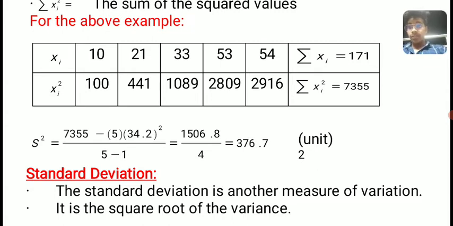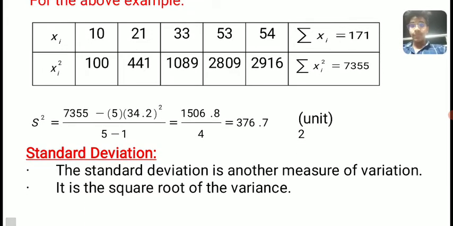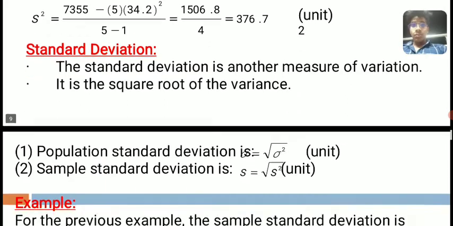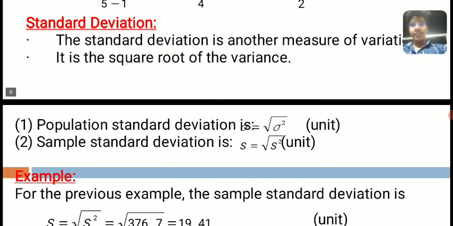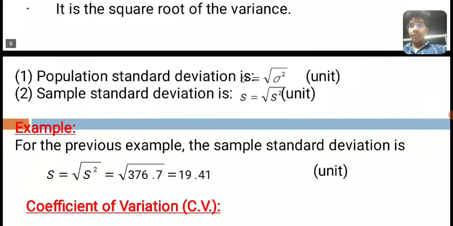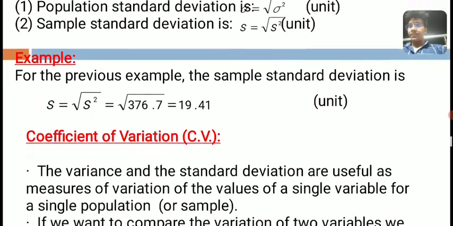The formula is s square is equal to summation of xi square minus n into x bar whole square, divided by n minus 1. If we substitute the values, we get the same previous answer. We all know that standard deviation is the root of variance. For population, sigma is equal to root sigma square, and for sample standard deviation it is equal to root s square.